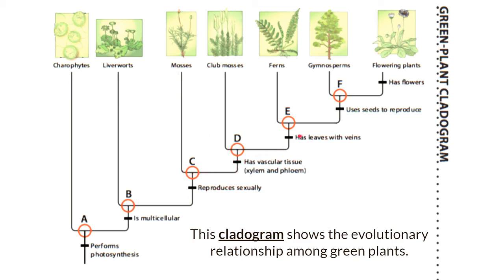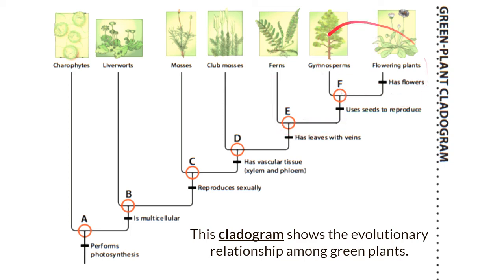Then here another split is seen. So this group has leaves with veins, while club mosses do not. So they are shown to separate at this point. So at this point, this group had a common ancestor that uses seeds to reproduce, while this one, the group of ferns, do not. So they reproduce through spores. So they are shown to split at this point.